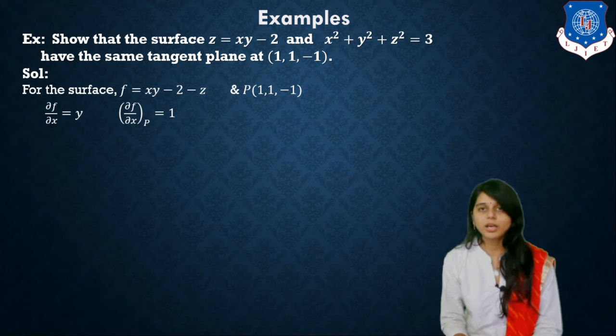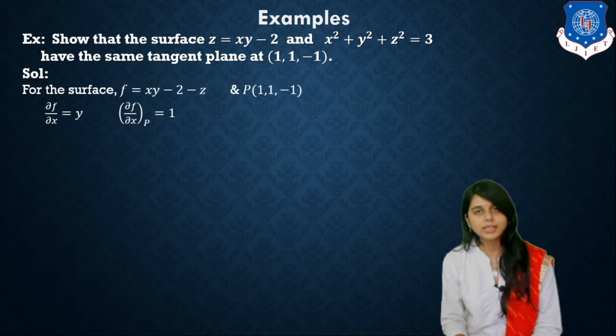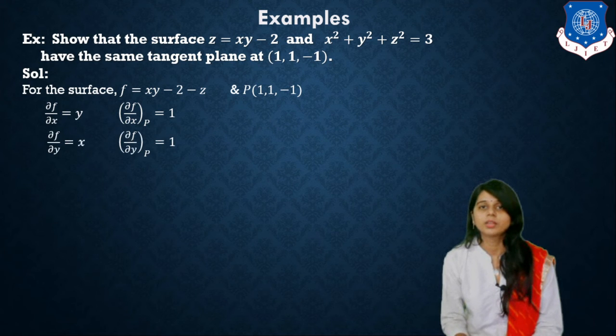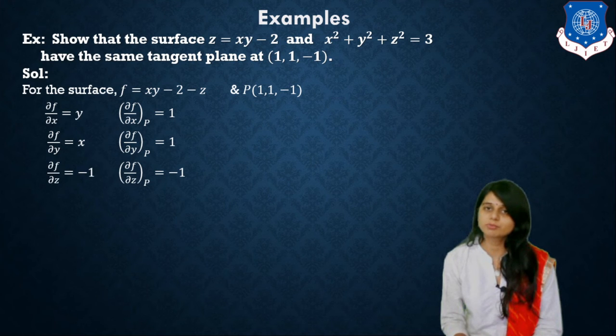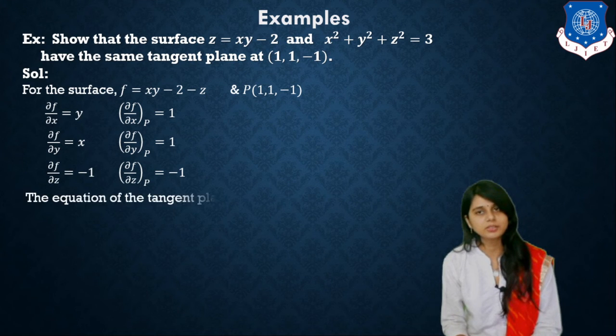At point P, the value of ∂f/∂x is 1. ∂f/∂y is x, so at point P the answer is 1. ∂f/∂z is −1, so the answer is −1.